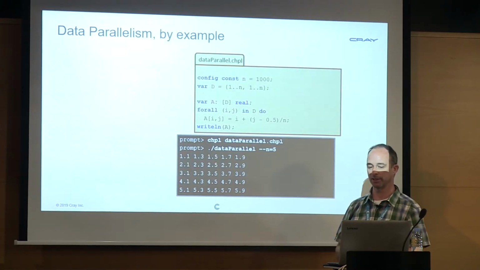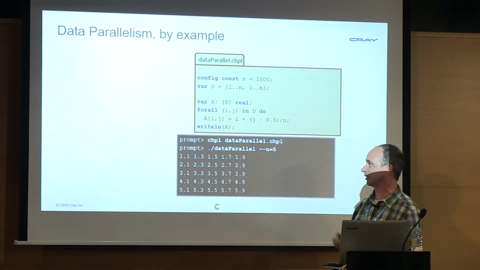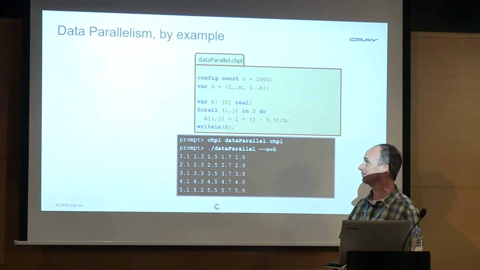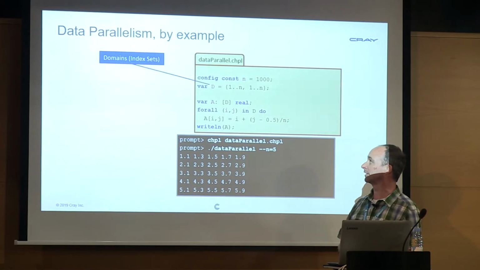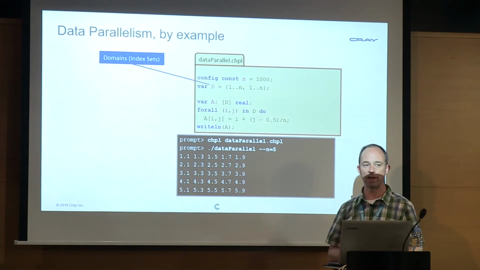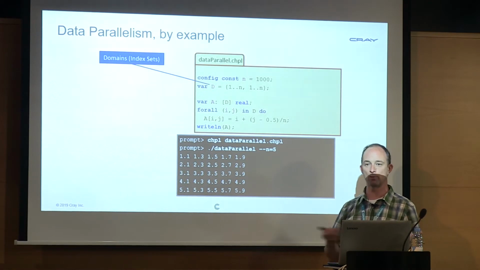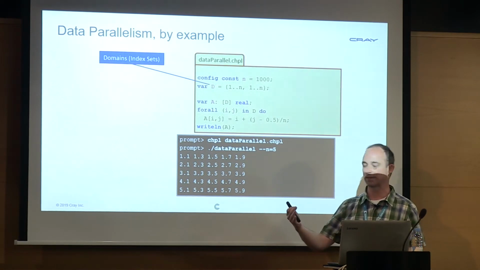So again, a very simple example. Another case, you could type into an editor and just compile. So this is a whole program. And basically here, I'm just going to create a two-dimensional array and then initialize it in parallel. So after I declare my problem size n, I declare what we call a domain, this domain D. A domain is basically a language level concept for an index set. So I'm saying that D represents the indices 1 through n, 1 through n. So it's like a two-dimensional index space.